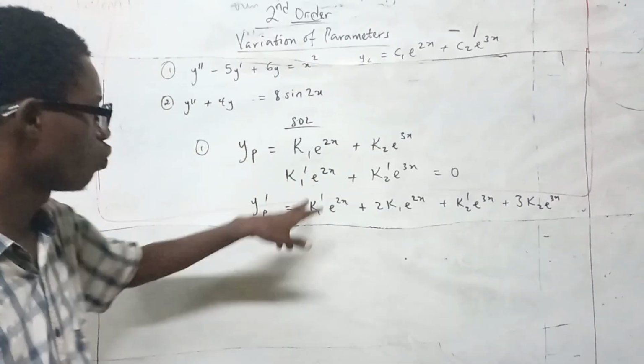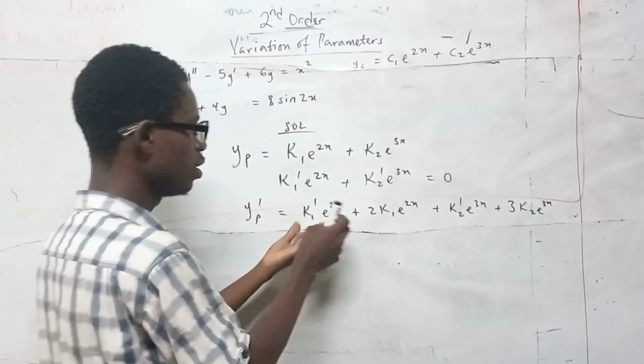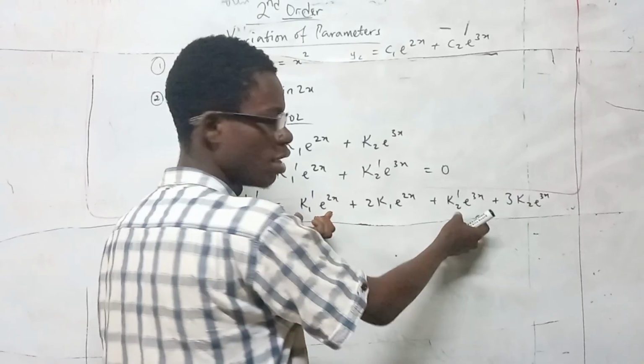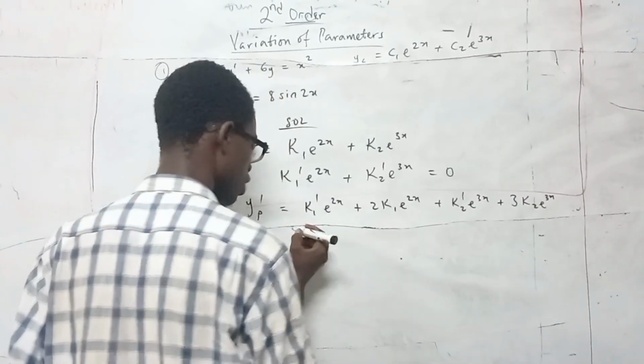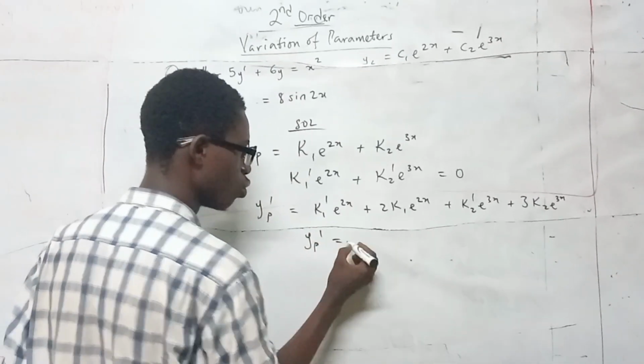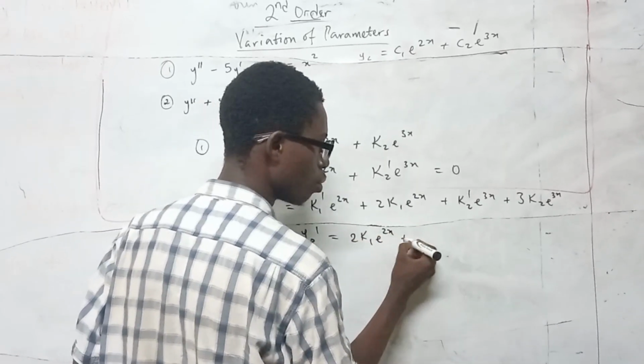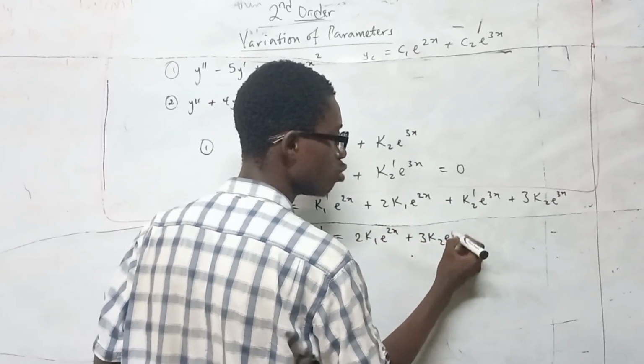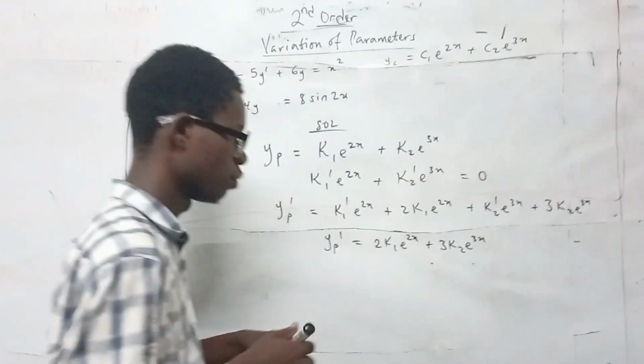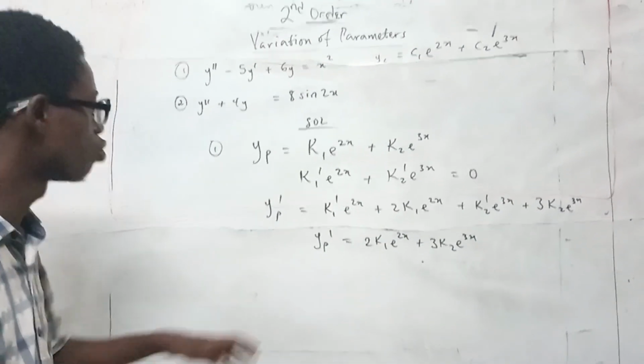Now don't forget, from this one that we have imposed, K1 prime e raised to power 2x plus K2 prime e raised to power 3x are both equal to 0, which means our yp prime equals 2K1 e raised to power 2x plus 3K2 e raised to power 3x, and the right side equals e raised to power 3x.